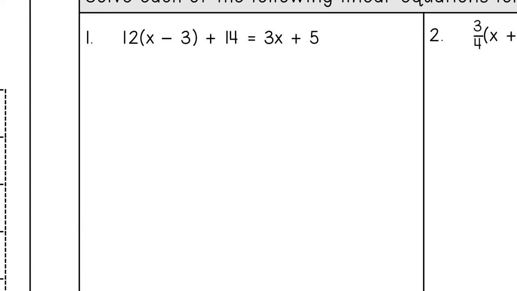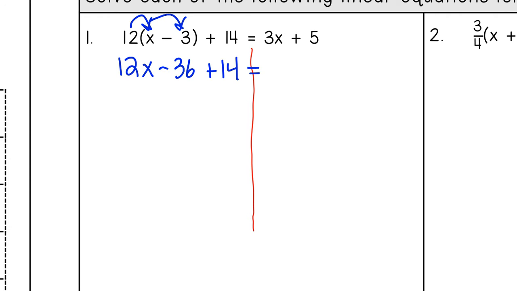Just to keep everything balanced, I usually like to start with a line where the equal sign is. I'll start. First step is distribution. I do have a set of parentheses here, so whatever's directly outside of it needs to get multiplied inside. That would give me 12x minus 36. Now that 14 is not in parentheses, so we're just going to drop it down. The right side doesn't have any parentheses, so just dropping all of that down.